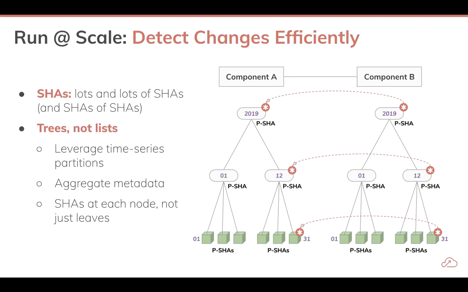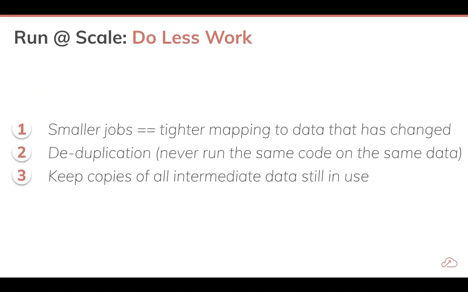The second piece that we talked about running efficiently at scale is how do we do less work? And less work boils down to something really simple, which is first, we want to do smaller jobs. If we can send smaller jobs, they have a tighter mapping to the data that has changed itself. The second piece is deduplication. It's incredibly important to never run the same piece of code on the same piece of data. If we're able to do that, we can make our systems run far more efficiently. And we'll talk a bit more about how we do that later with intelligent persistence.